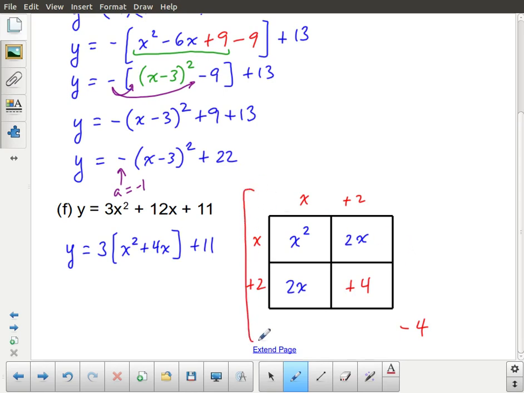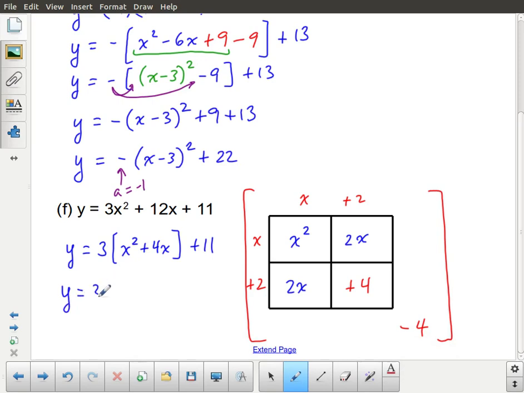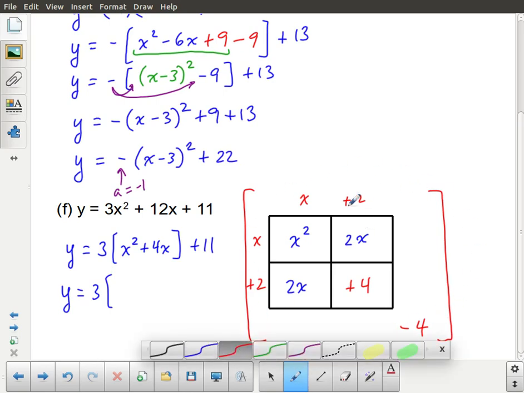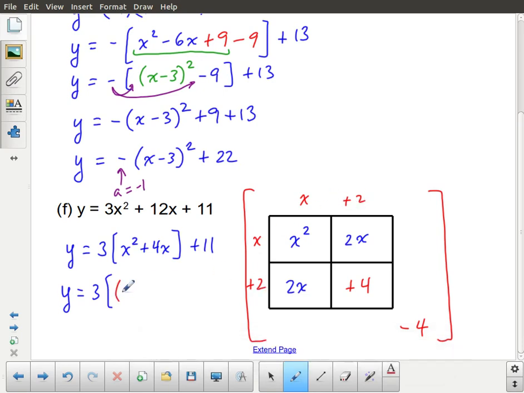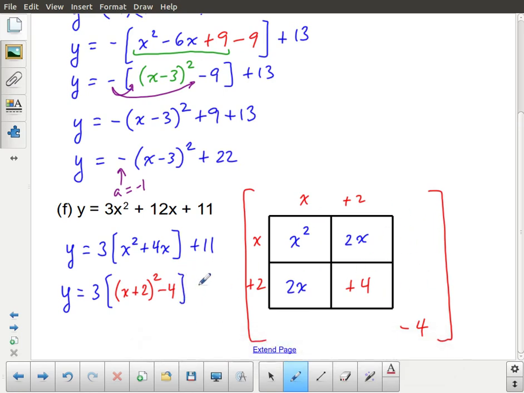So this result tells me what goes inside the square bracket. So what I've got here is the contents of this square bracket. Let's go ahead and write that in. Y equals 3. And what is the square bracket? How could I write the square bracket based on what I've got drawn over here? I have an x plus 2 times an x plus 2, which is an x plus 2 all squared minus 4. There is the square bracket that I came up with using the area model, plus 11 on the outside. Now I'm going to expand this 3, or distribute this 3 into the square bracket.